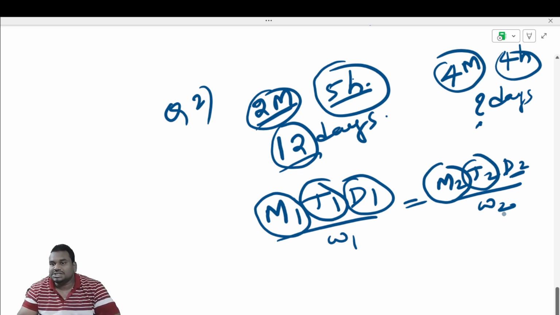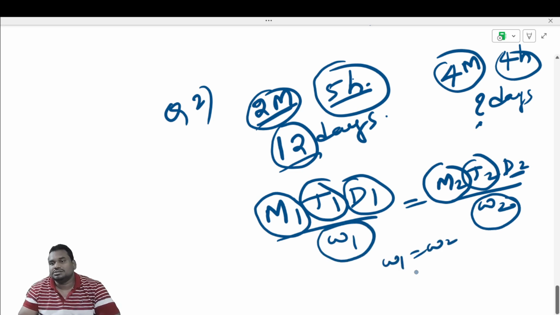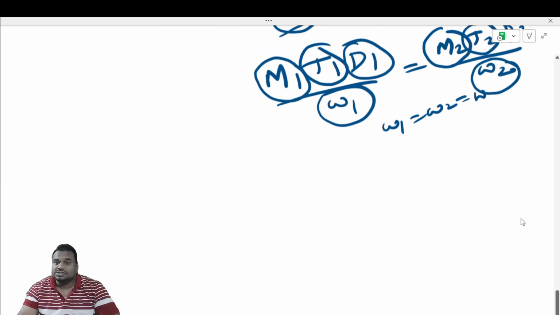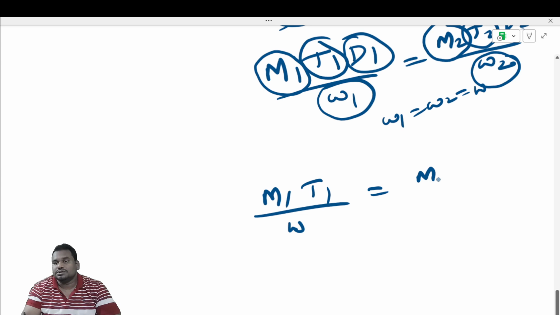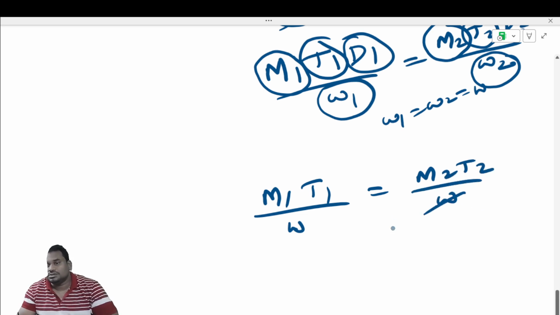Is the work changing? Same work, W1 is equal to W2, or else you can replace that with W. So W gets cancelled. So what is the formula you need to use? M1 T1 D1 by W is equal to M2 T2 D2 by W. You don't even need to use the work here because it gets cancelled. So M1 T1 D1 is equal to M2 T2 D2.